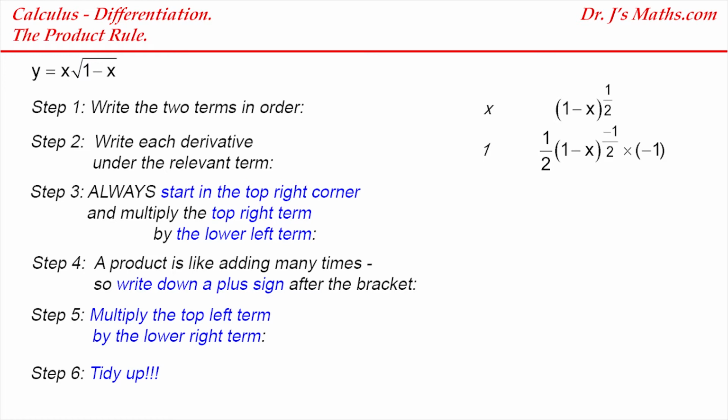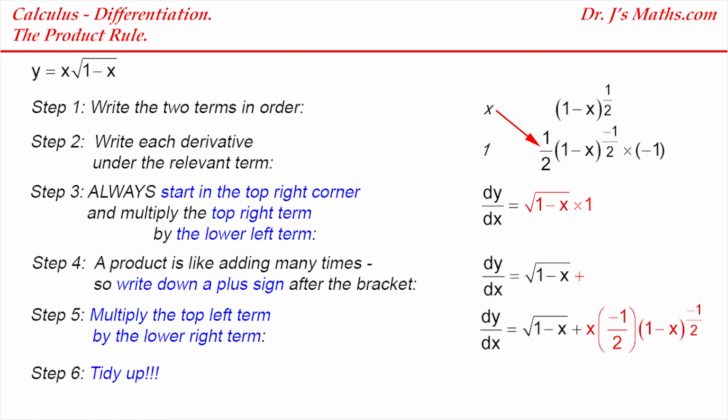Then we always start in the top right hand corner, no change. So multiply, we've got 1 times the square root of 1 minus x. Now I'm going to use the radical there because I want to be able to look at it. Looks pretty good. Product is just adding many times, put in the plus sign. Multiply the top left term by the lower right term, so we have x times minus a half times (1 minus x) all to the minus a half.